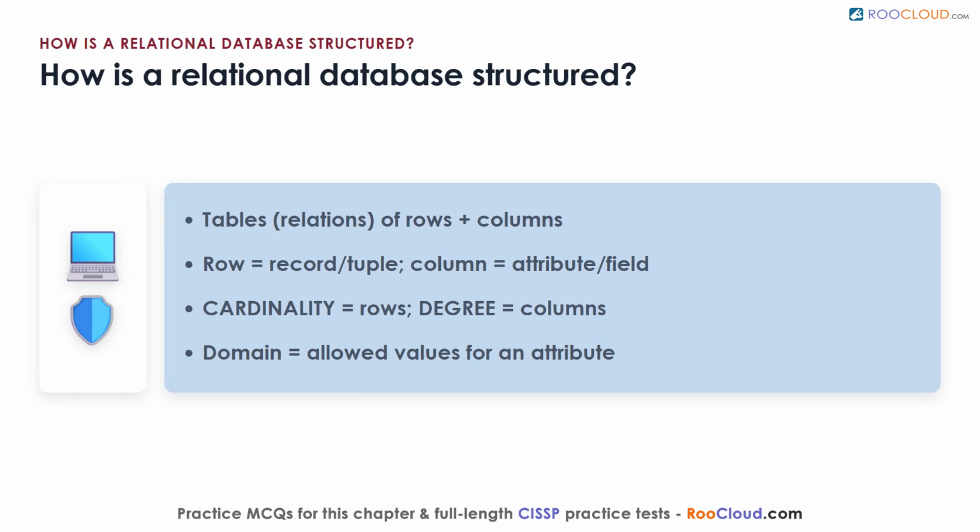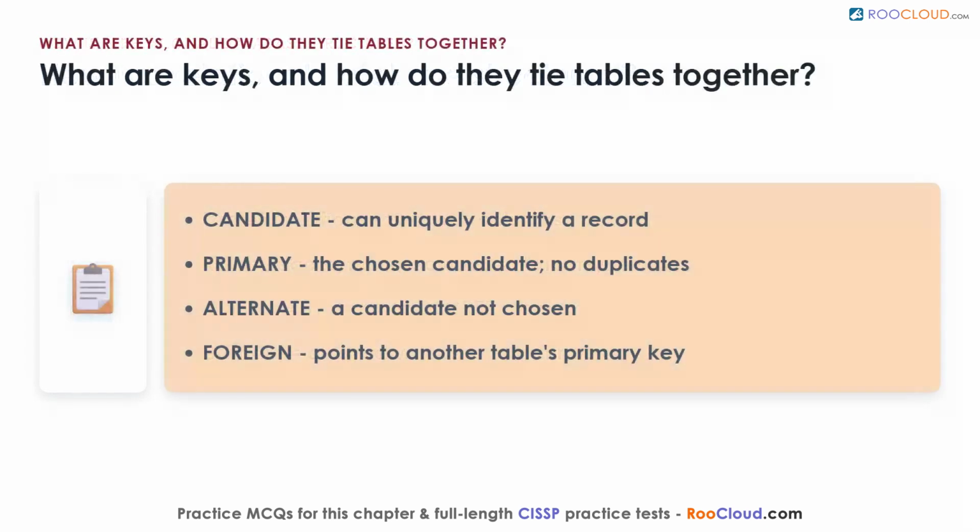Two measurements describe a table. Cardinality is the number of rows, which changes often as records come and go. Degree is the number of columns, which changes rarely and usually needs an administrator. The domain of an attribute is simply the set of values it is allowed to hold. Some systems even blend relational tables with object-oriented programming to ease code, reuse, and maintenance. Think of a table as a contact spreadsheet, where each row is a person and each column is one fact about them. What are keys, and how do they tie tables together?